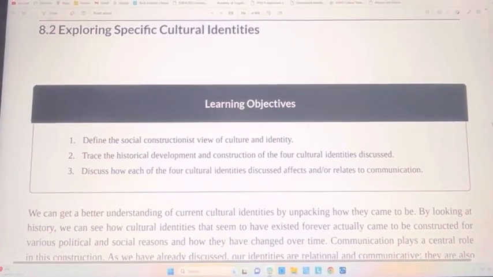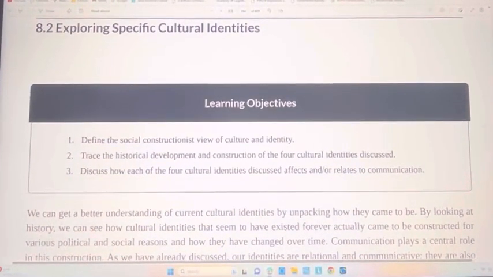Learning Objectives. Define the social constructionist view of culture and identity. Trace the historical development and construction of the four cultural identities discussed. Discuss how each of the four cultural identities discussed affects and/or relates to communication.